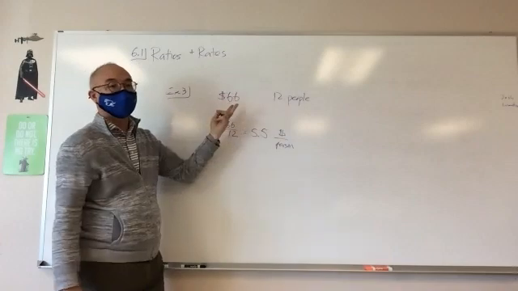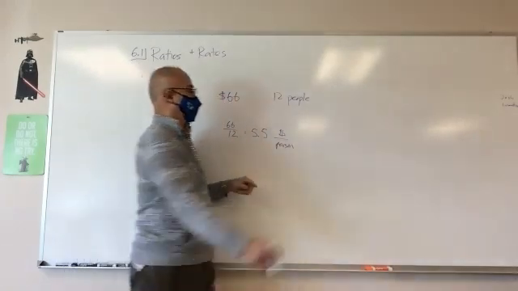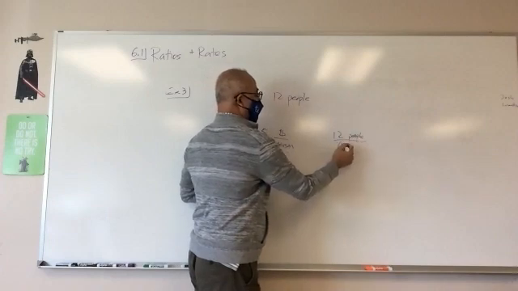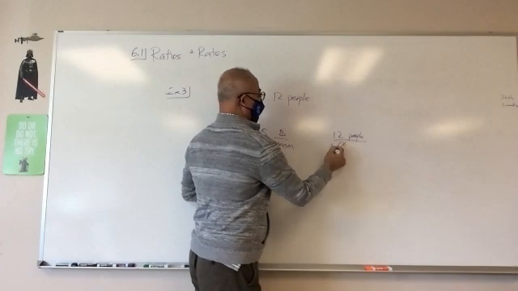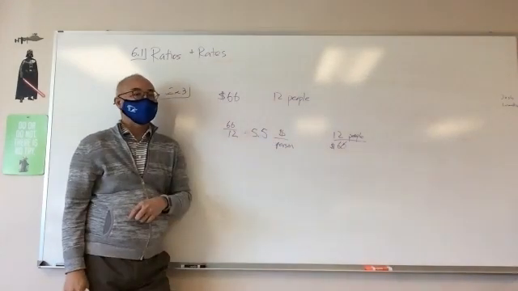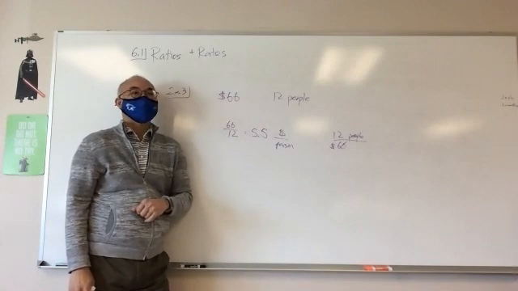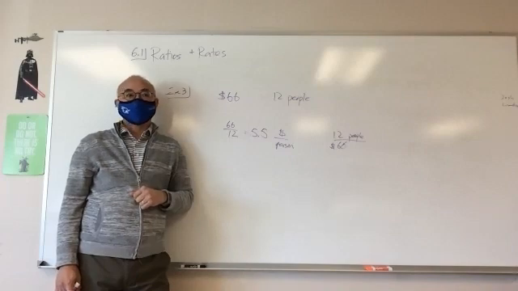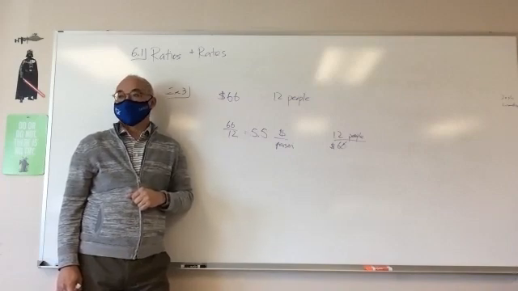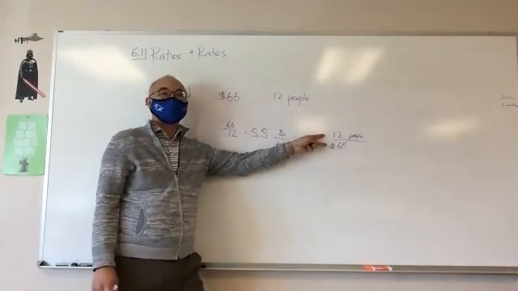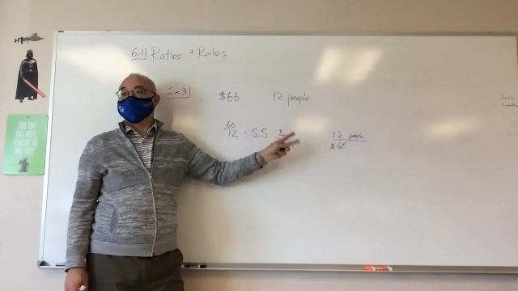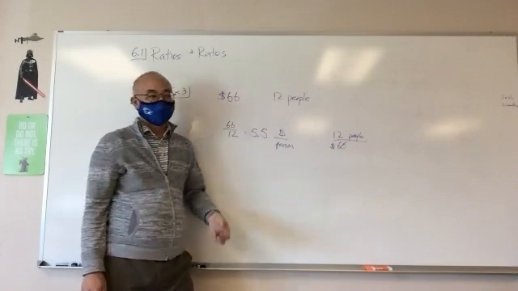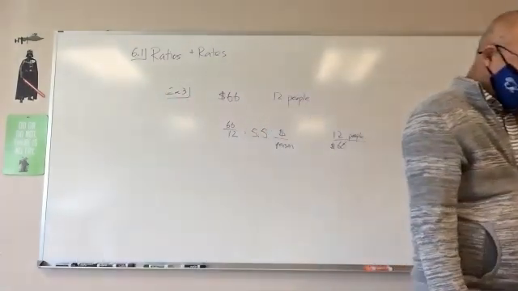If I do this the other way around, what kind of unit am I going to get? I'm going to get 12 people over $66. Am I interested in how many people per dollar? No, I'm not. I'm more interested in how many dollars per person. So you should look at the units. If you have any doubt of which one you're going to divide into the other one, think about it. See which one makes common sense. Okay. So that's how you would do that.